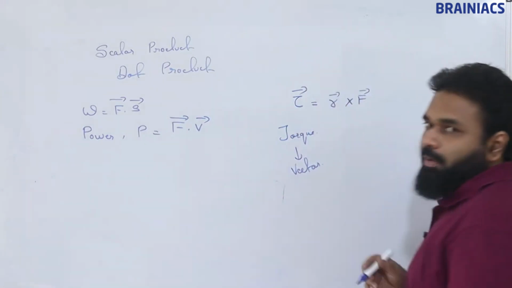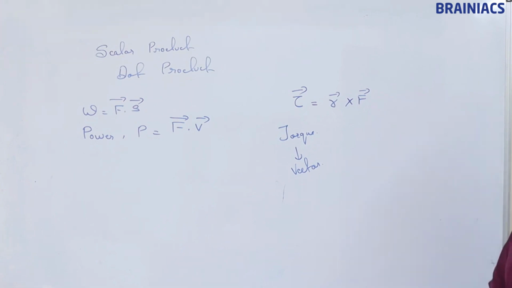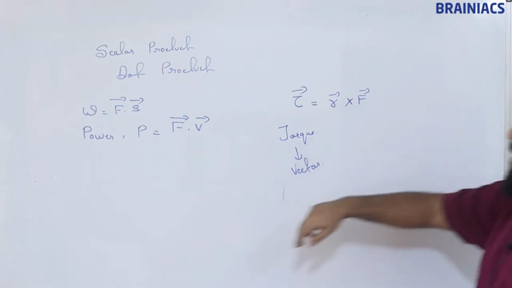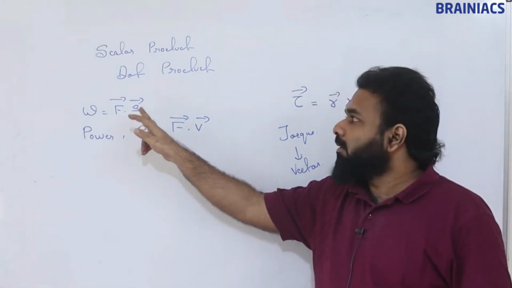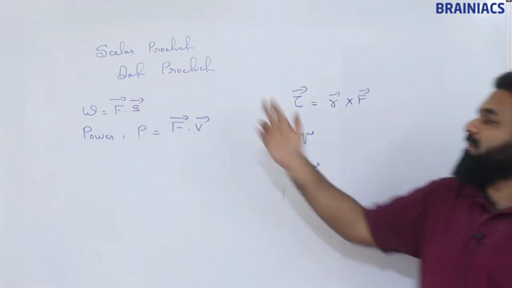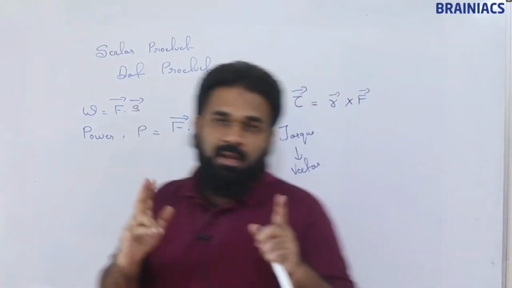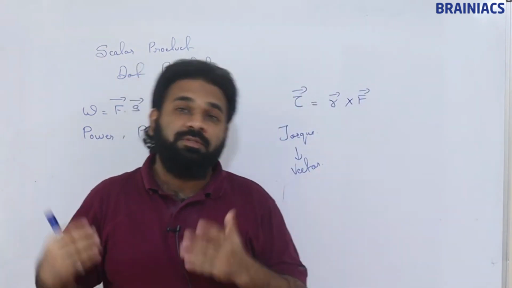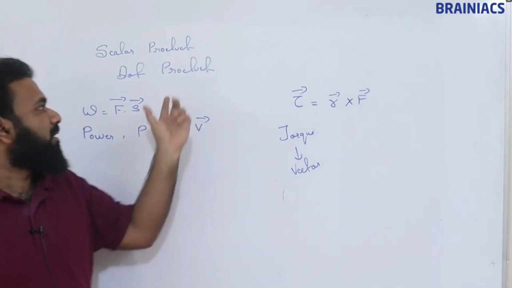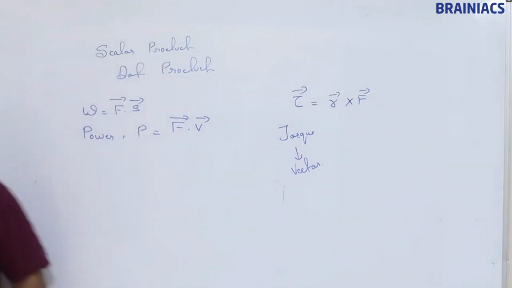I am telling one example, we are not going into the detail of this R cross F. Here this is also a distance, here this is a displacement. Both are vectors, but the result is, here we are getting work, here we are getting torque. Then how to take the distance and all, this concept we will study in detail in rotational motion. This we will study in work power energy. I just mentioned this to understand the difference between scalar and vector product.